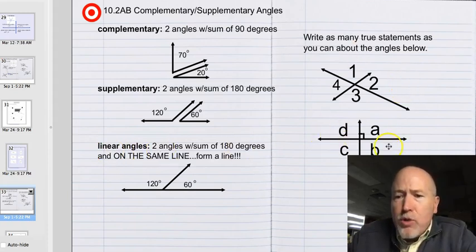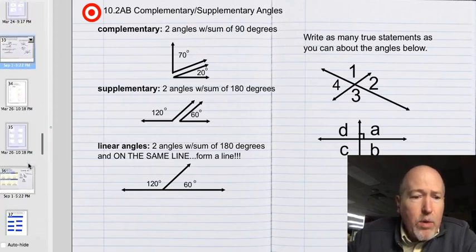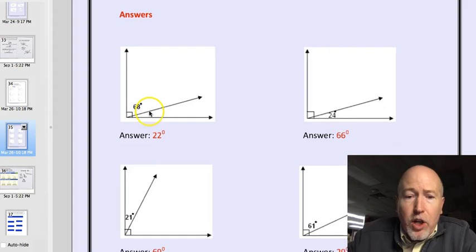All right, tell me some true statements about these angles here. How about 2 and 3? They are supplementary because they add up to be 180 degrees. They are also adjacent. All right, let's try some of these on, where's that worksheet? Good, here we go.